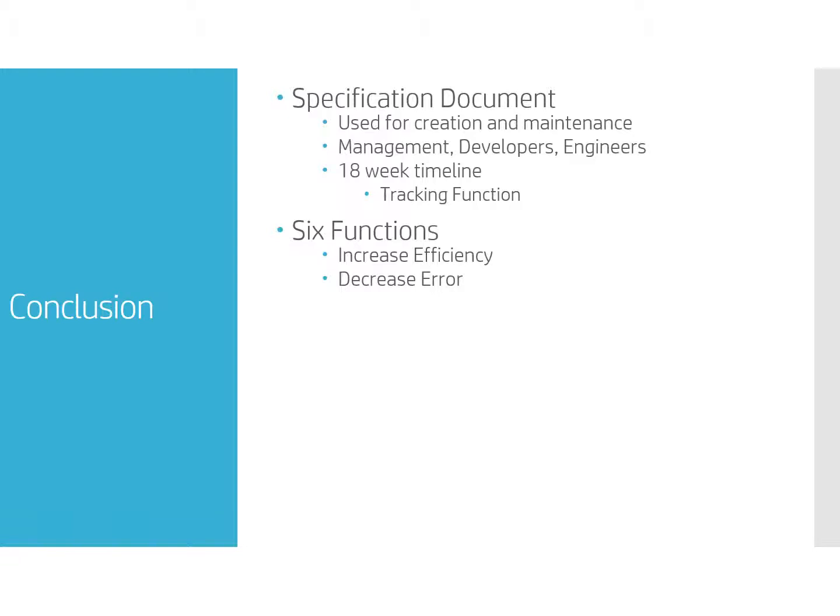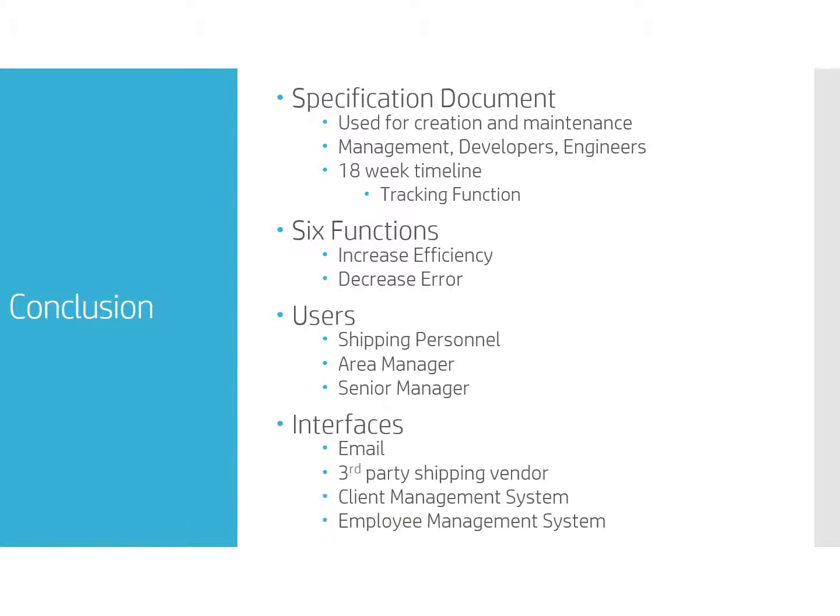These 6 functions are designed to increase efficiency and decrease error due to human mistakes. The 3 users or user types for the system, as identified by the document, are shipping personnel, area managers, and senior managers. The system will need to interface with other systems, including the company email, the third-party shipping vendor, the client management system, and the employee management system.